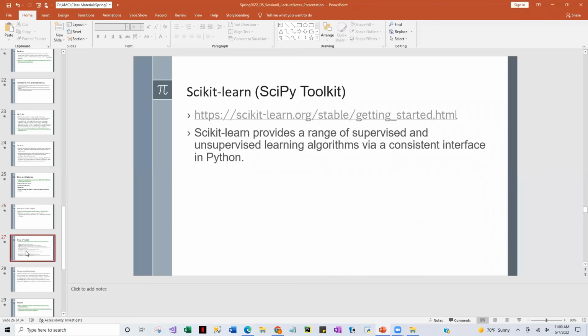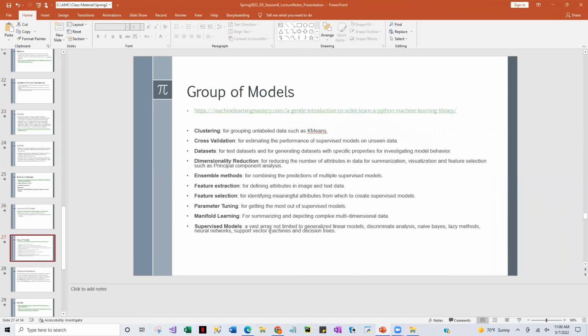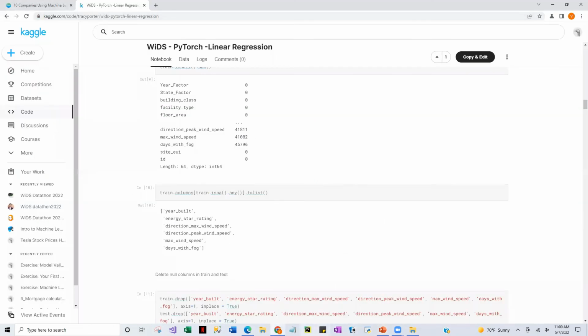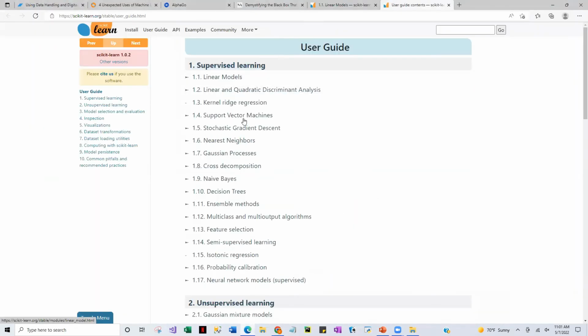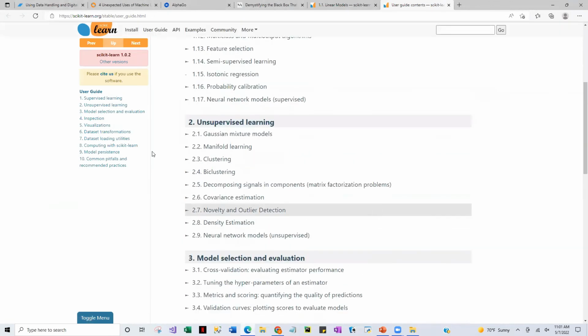So these are the models that are available. You have clustering, you have cross validation, data sets. These are the various models, and all the models are here. See, these are the groups of models, like supervised and unsupervised. This is what I have here.